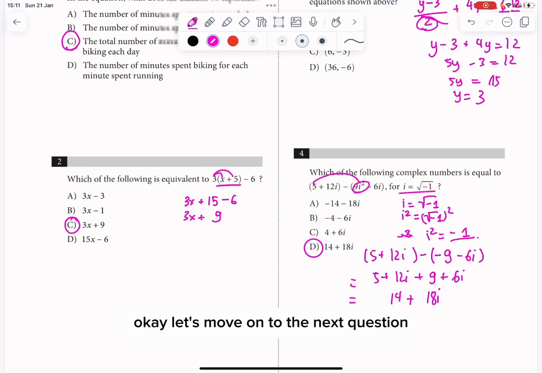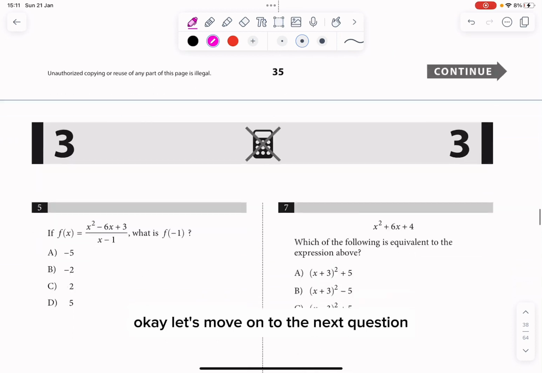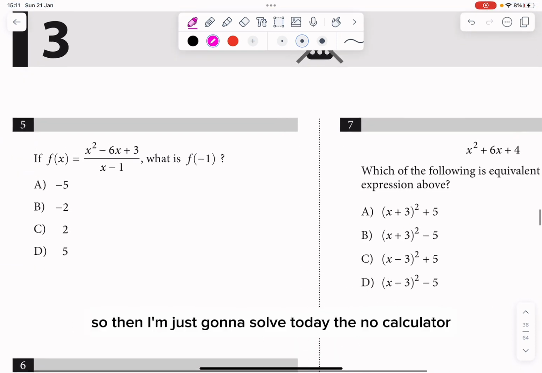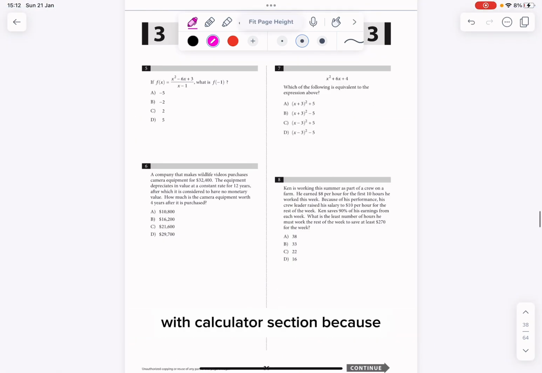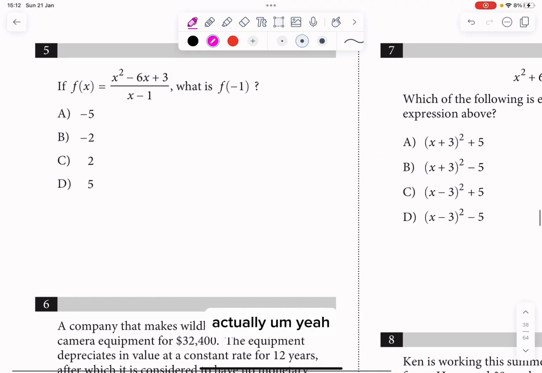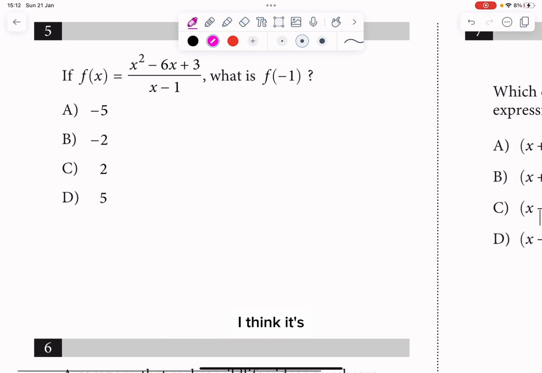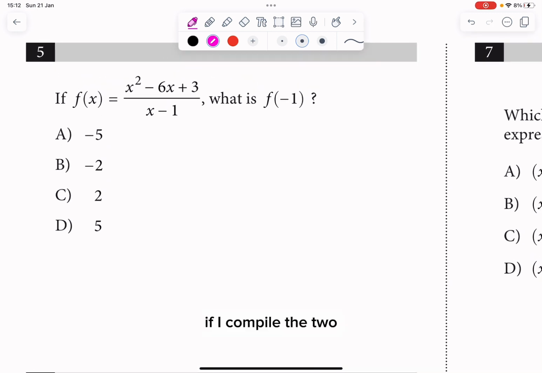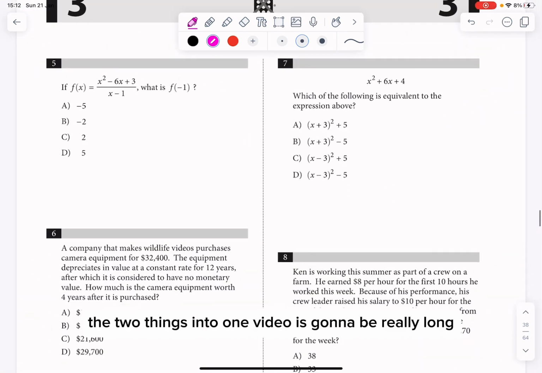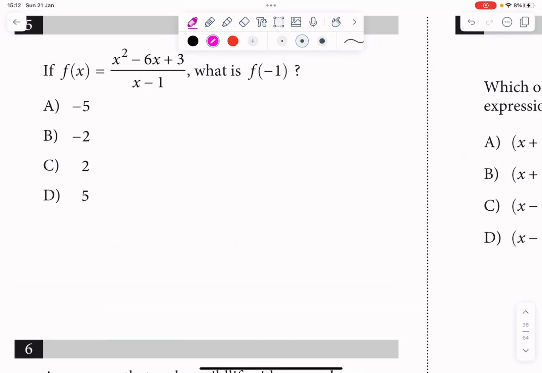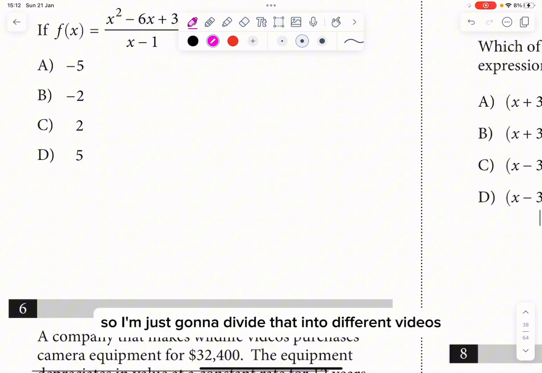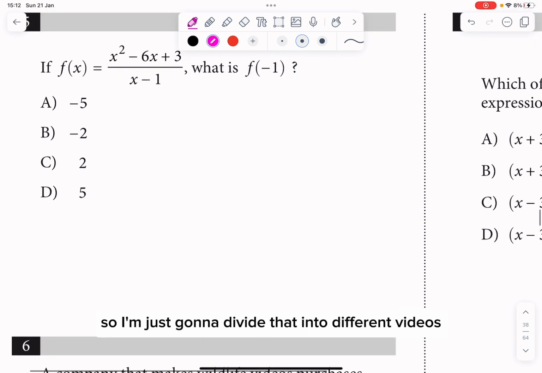Okay, let's move on to the next question. So I think I'm just gonna solve the no calculator section today, and tomorrow I'm gonna continue with the calculator section, because if I compile the two things into one video, it's gonna be really long, because I have to explain the process of me doing each of the questions. So I'm just gonna divide that into different videos.